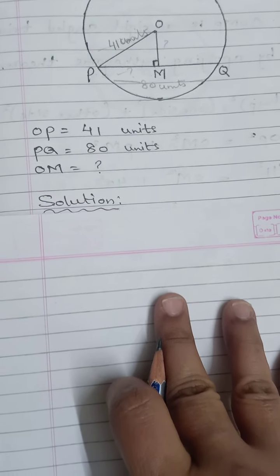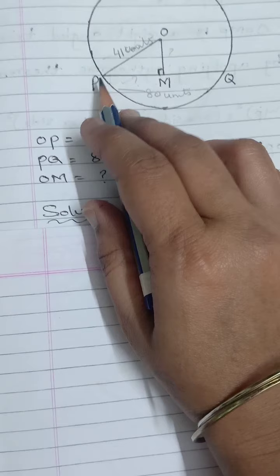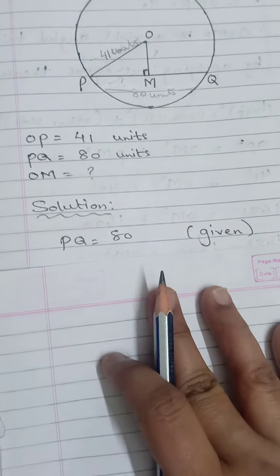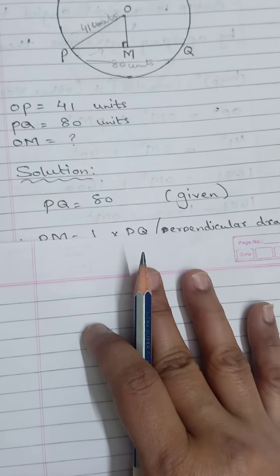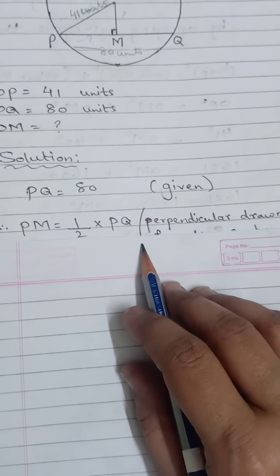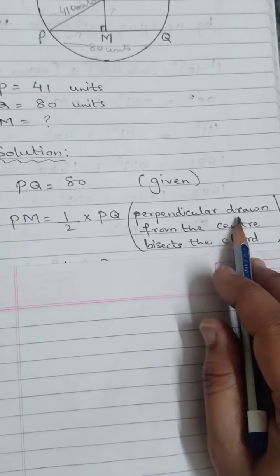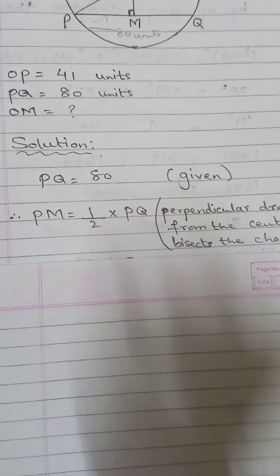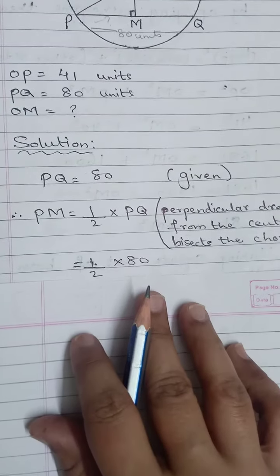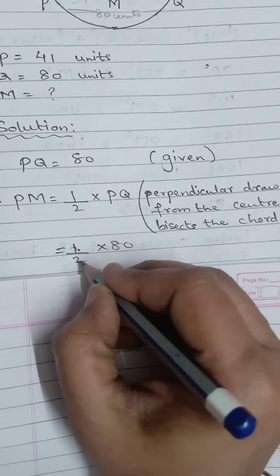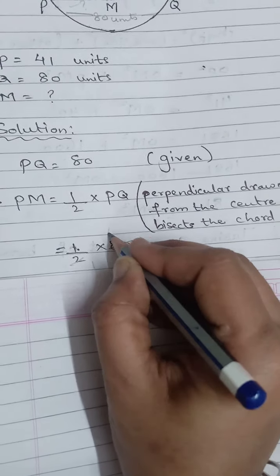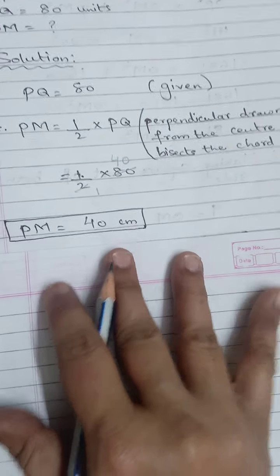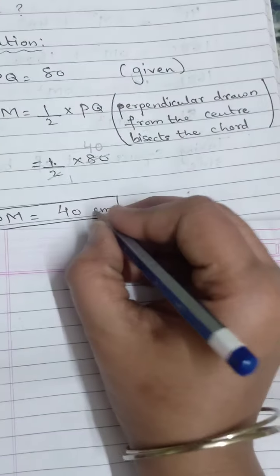So we'll start our solution. First of all, by taking half of PQ, we will find PM. So we will write PM is equal to half into PQ. Again the same statement: perpendicular drawn from the center bisects the chord. Now we'll apply the value of PQ. PQ is 80. So this 80 we can cancel by 2. 2 1s are 2, 2 4s are 8, then 0. So we have got PM is equal to 40.